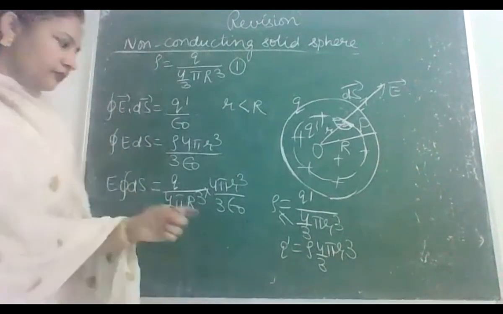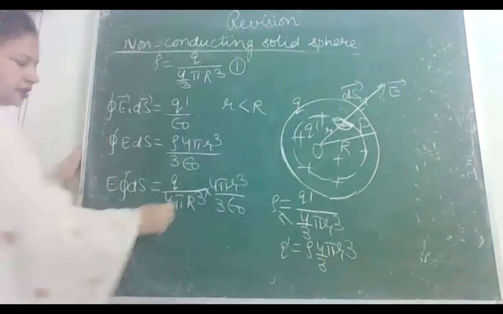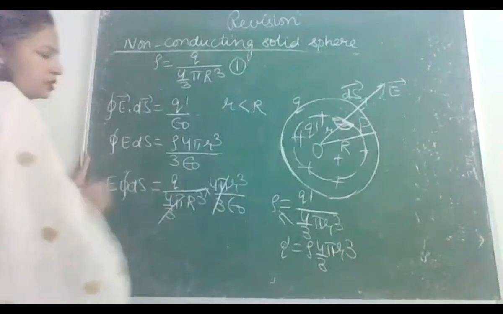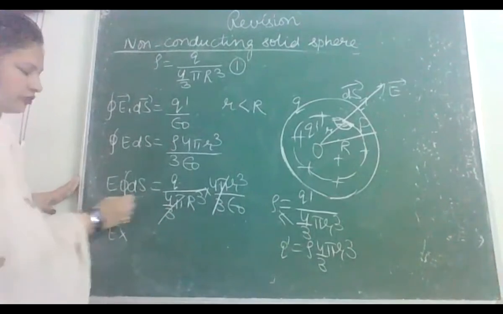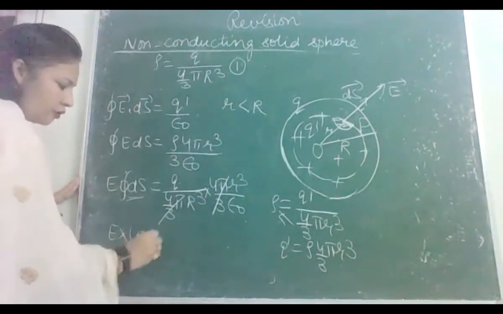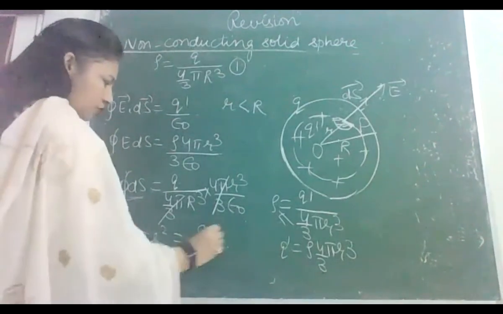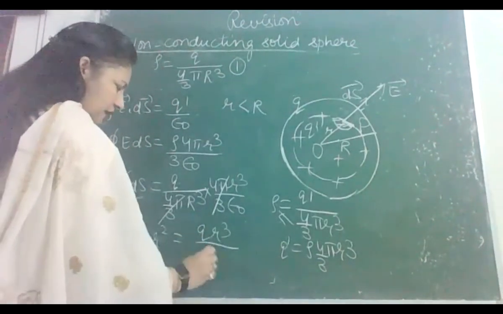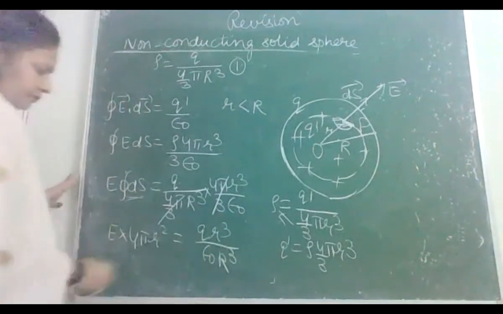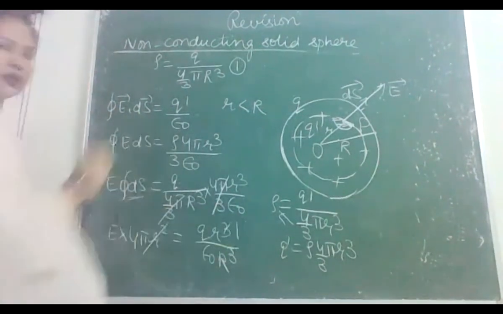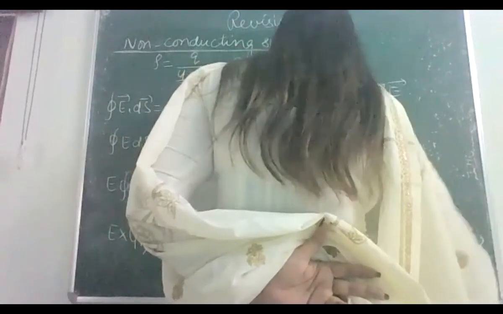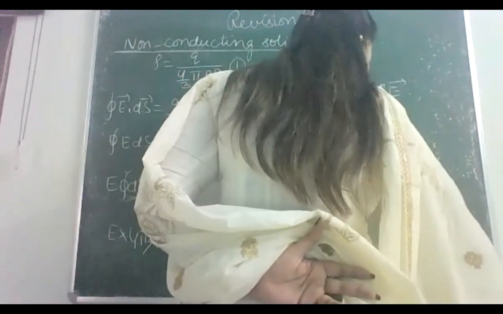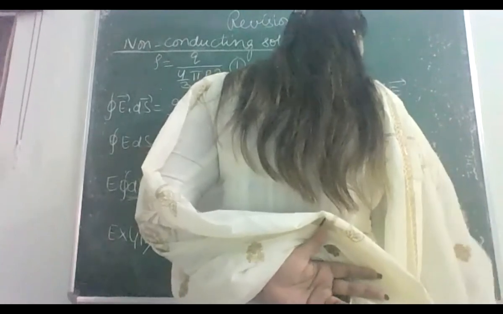ठीक है? ओके मैम. So let's see what gets cancelled out. 4/3 pi gets cancelled. And now let's put in the next step. Area of Gaussian sphere 4 pi small r square. Q r cube over epsilon naught r cube we were left with. 2 r's get cancelled. We get 1 r here. And the final expression becomes E is equal to Q over 4 pi epsilon naught r cube times r.